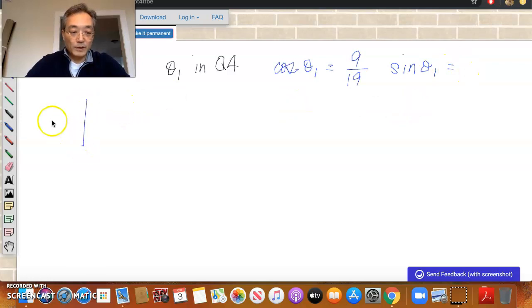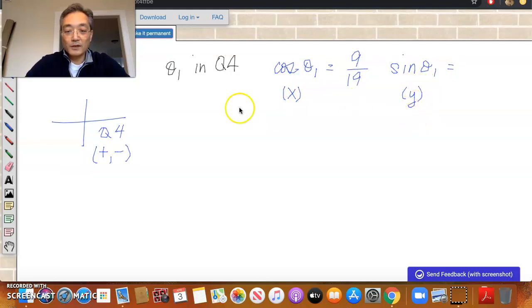Alright, so again, we're going to go into our Q4. This is Q4 right here, fourth quadrant. And we know that in the fourth quadrant, our x values are all positive, but our y values are negative, right? So any point within this quadrant is going to have a positive x value and a negative y value. Okay? Well, we know that cosine is the x, and we know the sine value is y. So in the fourth quadrant, since the sine is y, remember, it's going to be negative. So we already know what the sine is going to be.